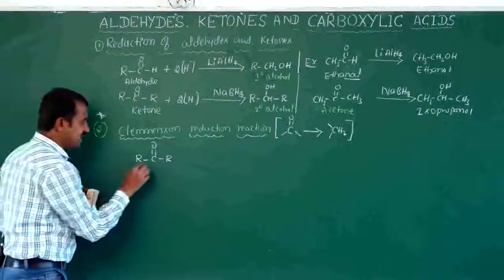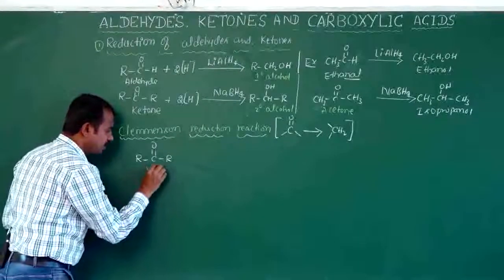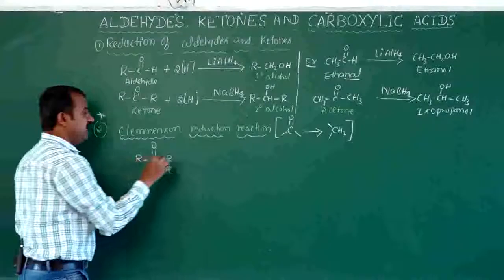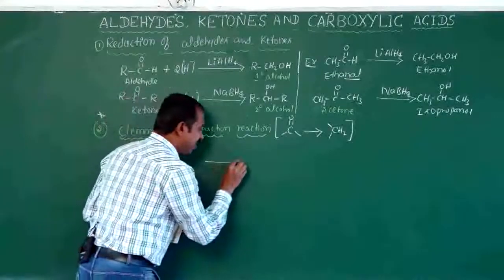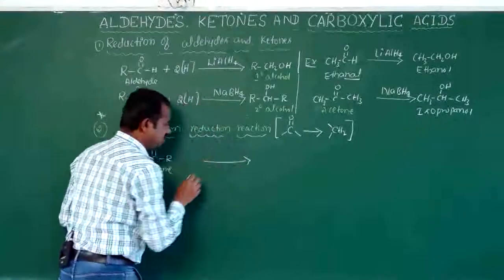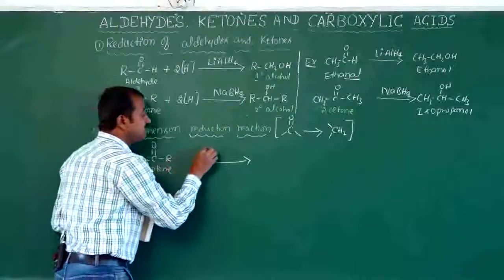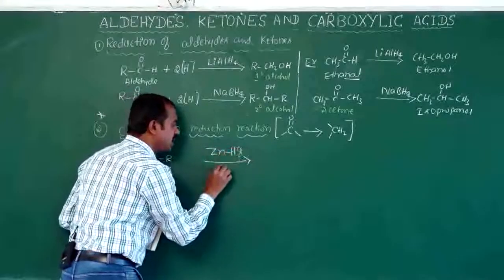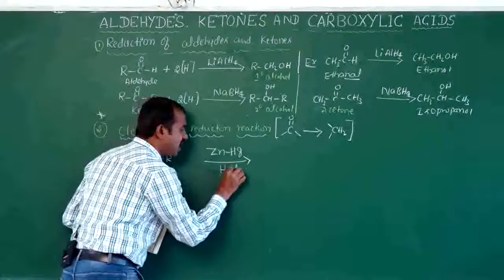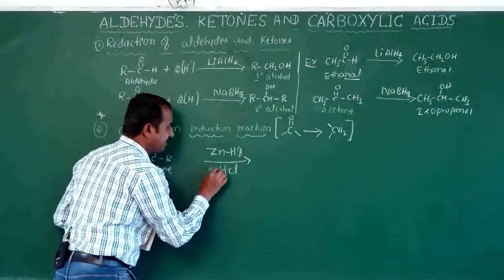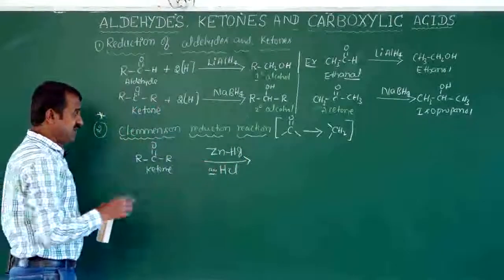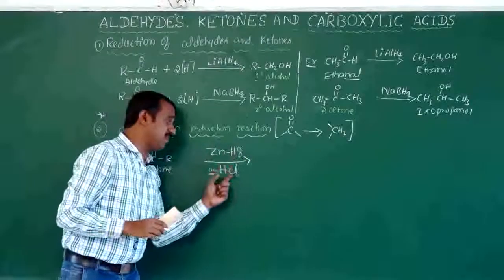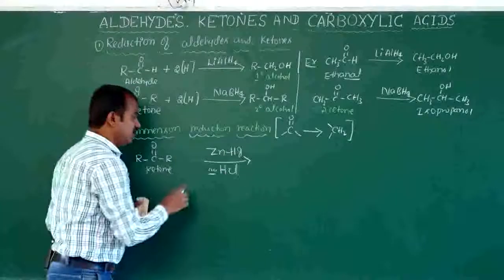Okay, this is the general formula of ketone. Aldehydes or ketones react with zinc amalgam, which is a good reducing agent, in presence of concentrated HCl. This is a reducing agent. You should remember it is zinc amalgam in presence of concentrated hydrochloric acid.